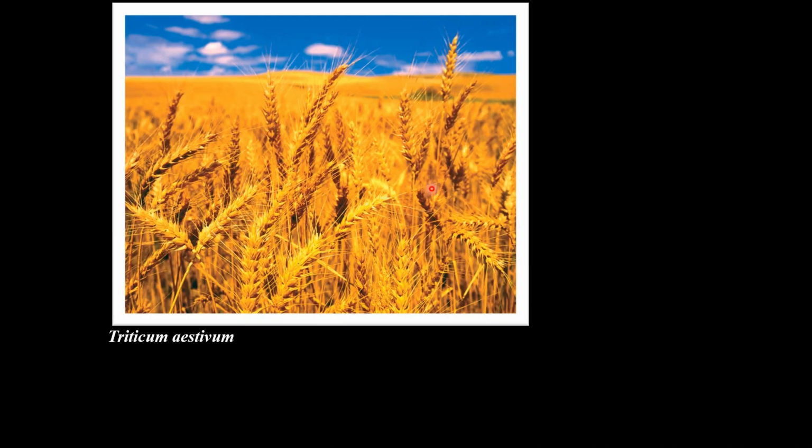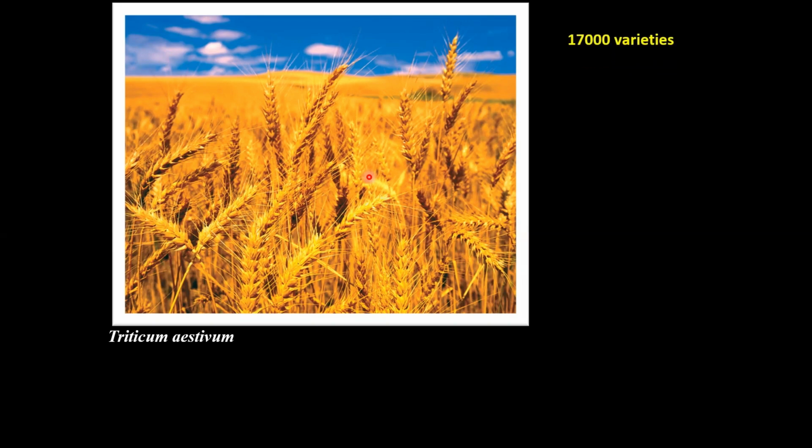Here in this picture, we find wheat plant and it is scientifically known as Triticum aestivum. So let's discuss something about this wheat plant. Today, wheat is the principal crop of more than billions of people and we also consume wheat in our daily diet. Today we find more than 17,000 varieties of wheat plant.